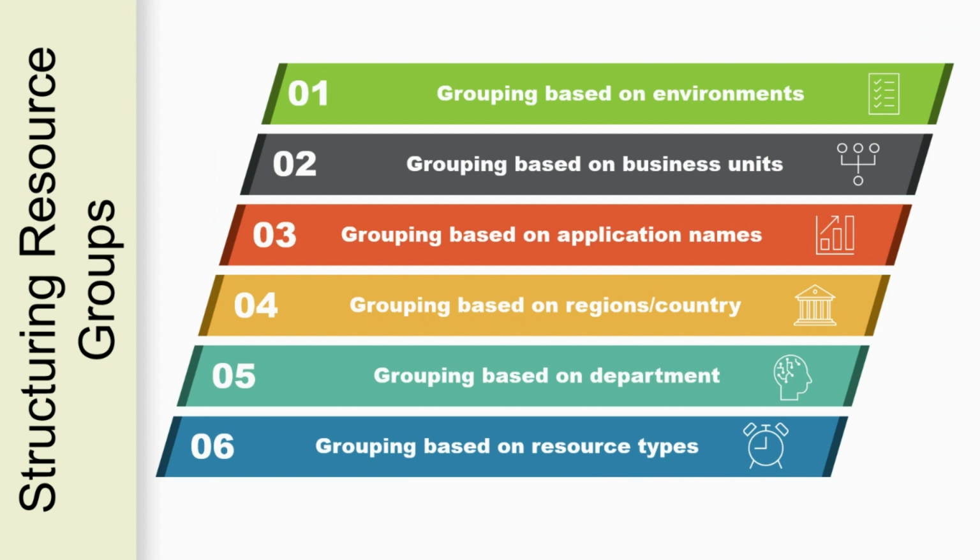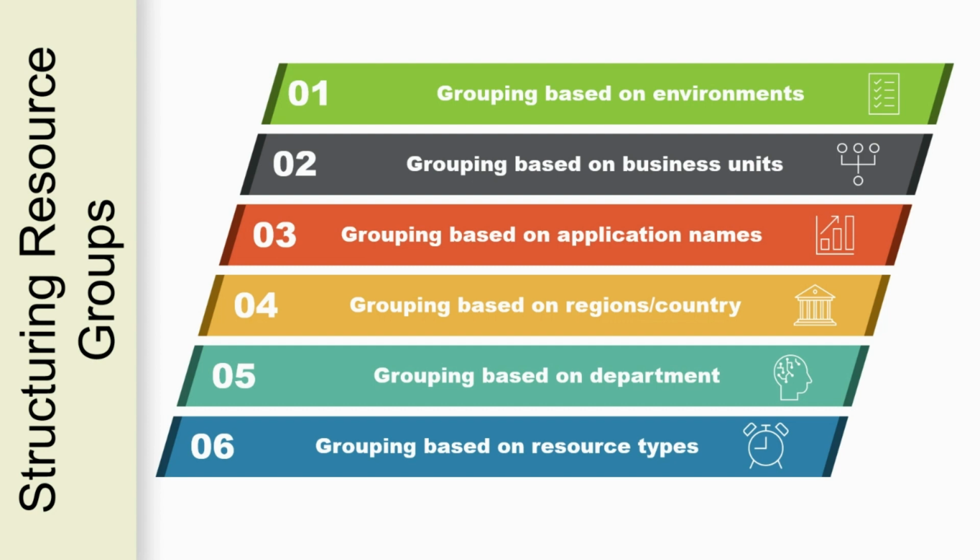The last one, you can create multiple groups based upon resource type itself or a combination of these. Say, for example, you can group the storage account resources under one category. Web app and the app service can be grouped together. Virtual machines along with web apps can be grouped together. So these are the different ways by which you can structure resource groups.